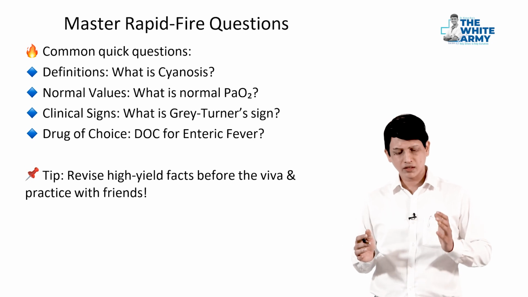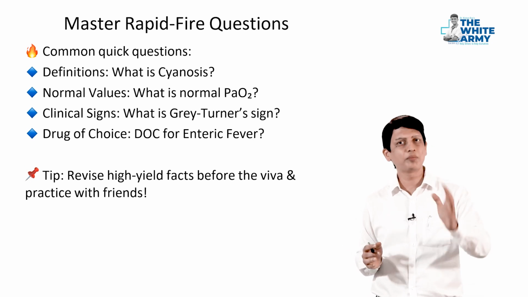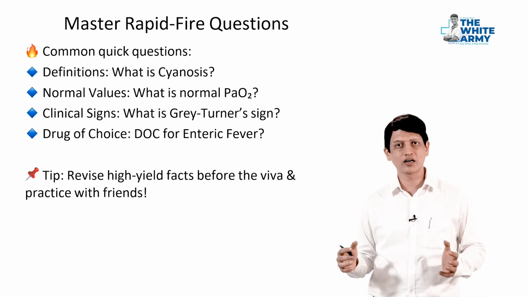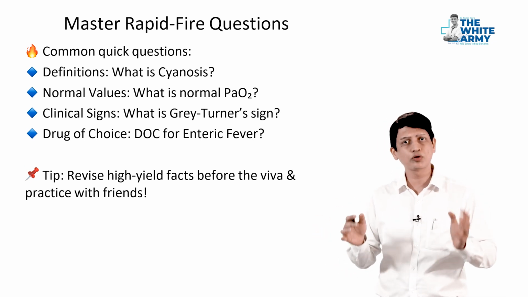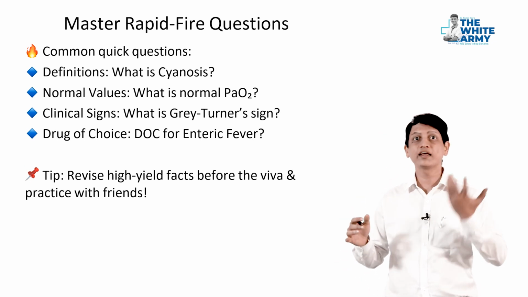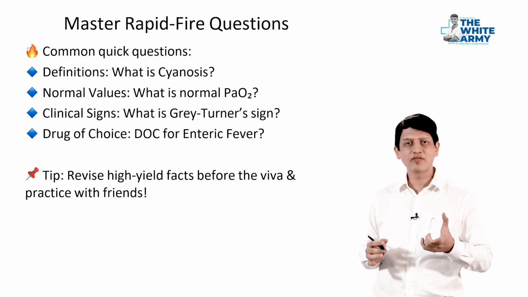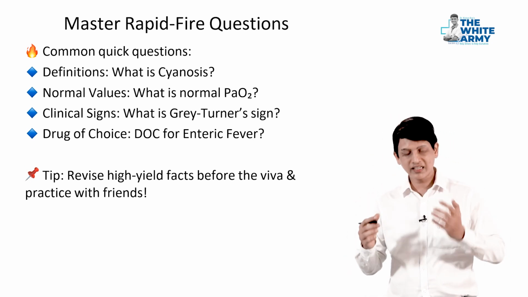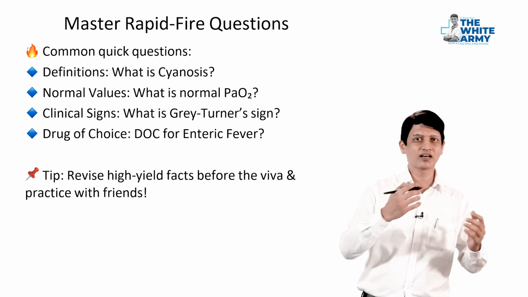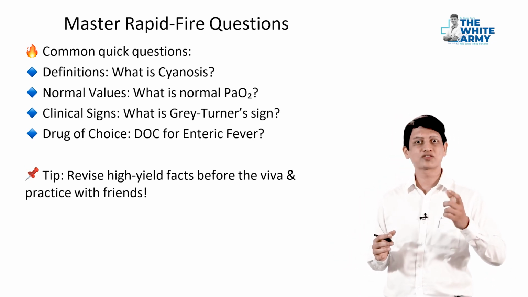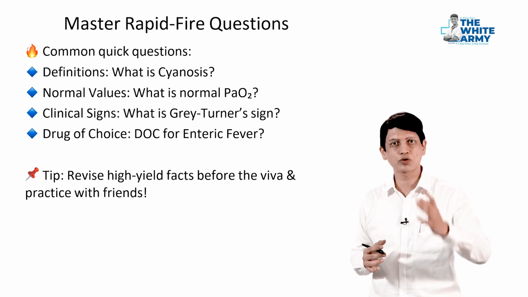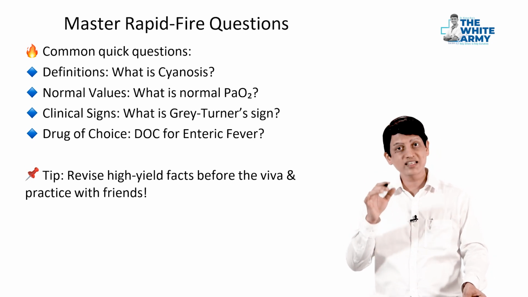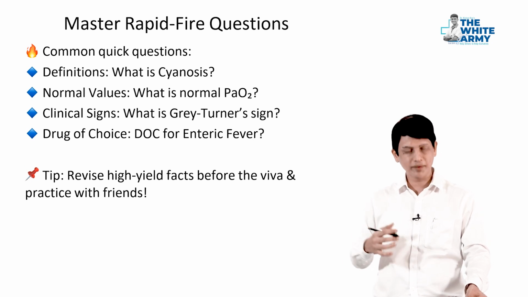You should also practice rapid fire questions beforehand. Some of the common questions asked in Viva are definitions, like what is anemia, what is cyanosis, what is jaundice. All those definitions you should know beforehand, not after going there and thinking in the exam hall. Some normal values they may ask, like what is the normal potassium level, what is the normal PaO2 level. Some clinical signs, like what is Grey Turner sign, what is Cullen sign. Some drugs of choice, treatments of choice, all those are very common and simple questions to answer straightforward.